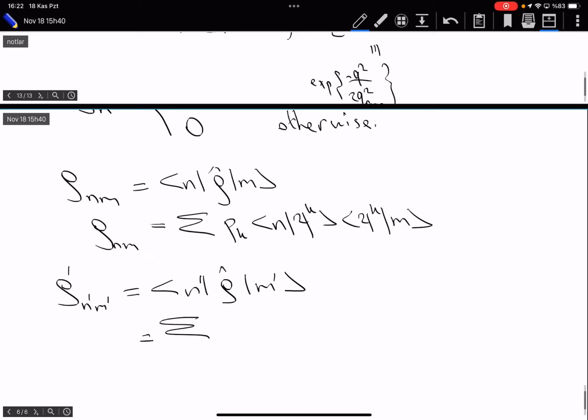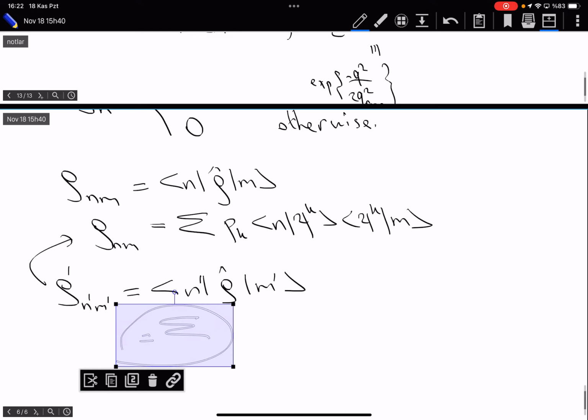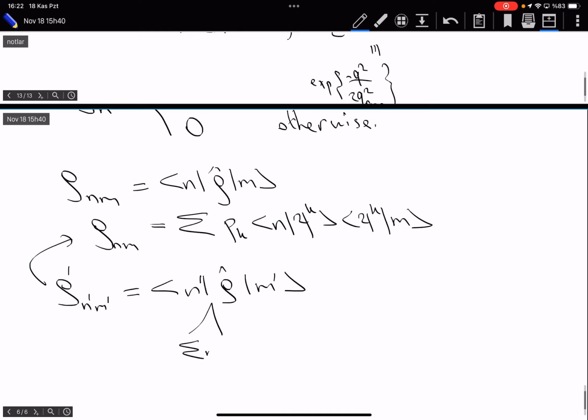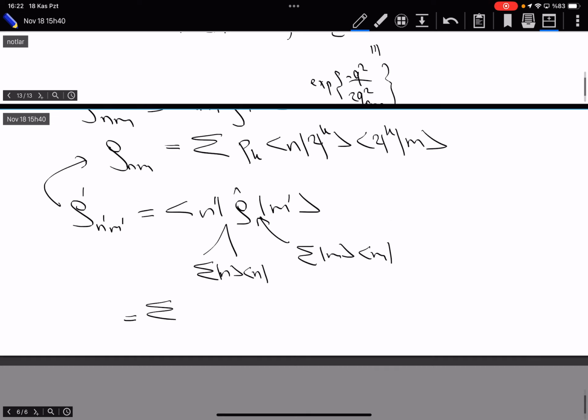Now I would like to relate this somehow to rho nm. So I will insert identities. Here I will insert this identity, here I will insert this identity. So this will be equal to the sum over n and m, <n prime|n> rho_nm <m|m prime>. Again, it's just a change of basis.